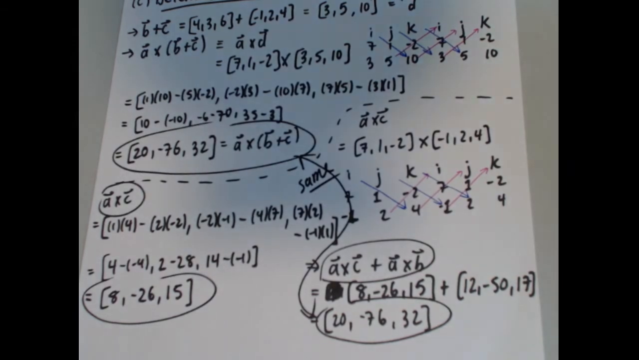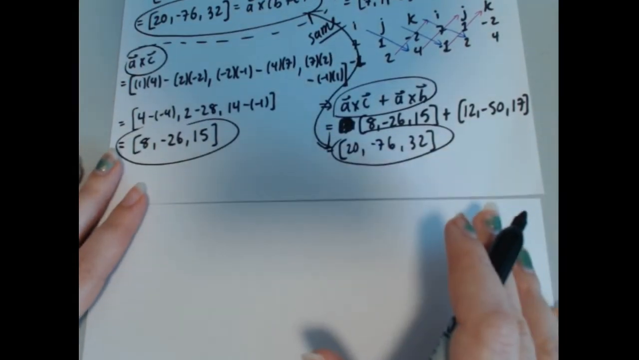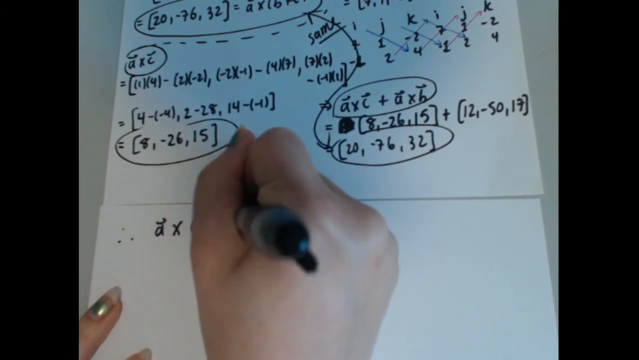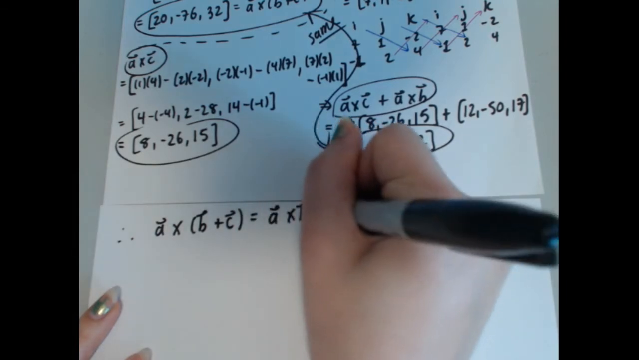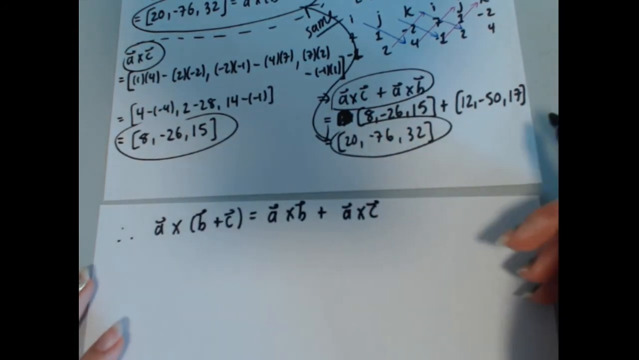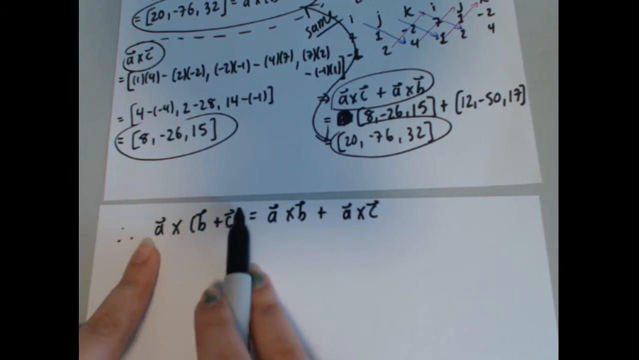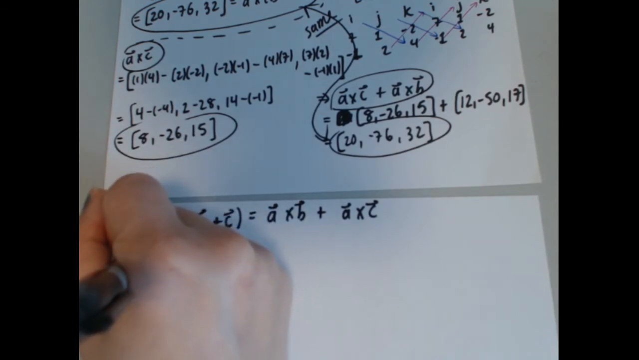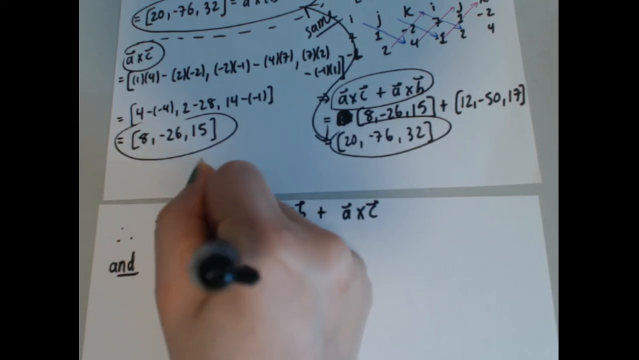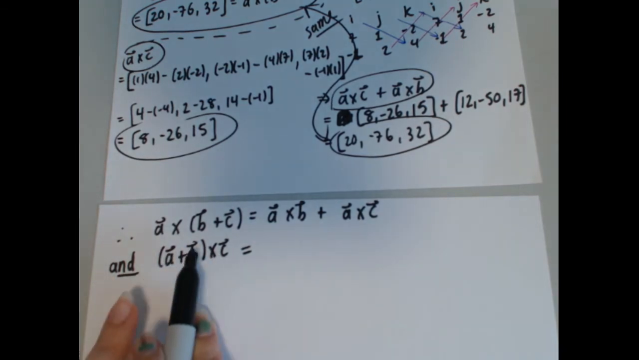Okay, so let's summarize this. Let me grab another sheet here. Okay, so what we see is that therefore we can say that A cross B plus C is the same thing as A cross B plus A cross C. Just be careful with the order. Remember, the order of cross product matters. If A comes first and then you're crossing it with B plus C, it's A cross B first plus A cross C. And likewise, if you have A plus B and you cross that with C, you also have to be mindful of the direction. It will be A cross C plus B cross C.